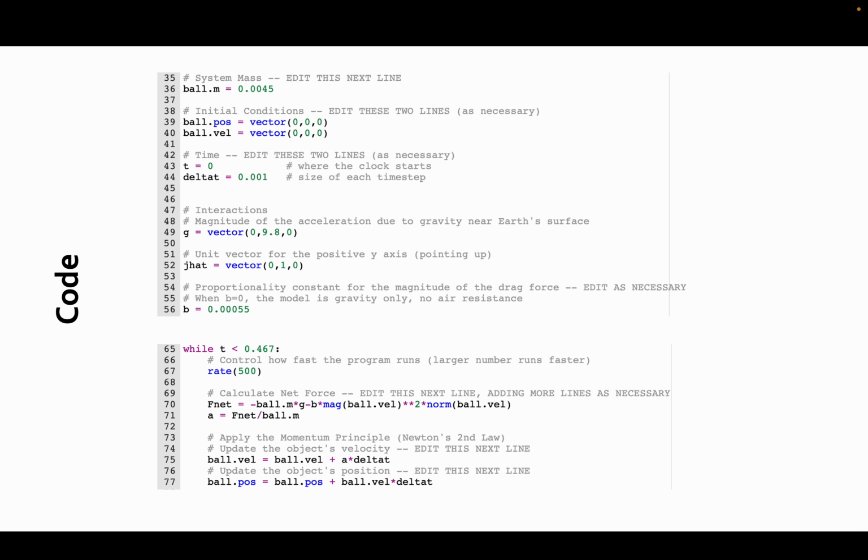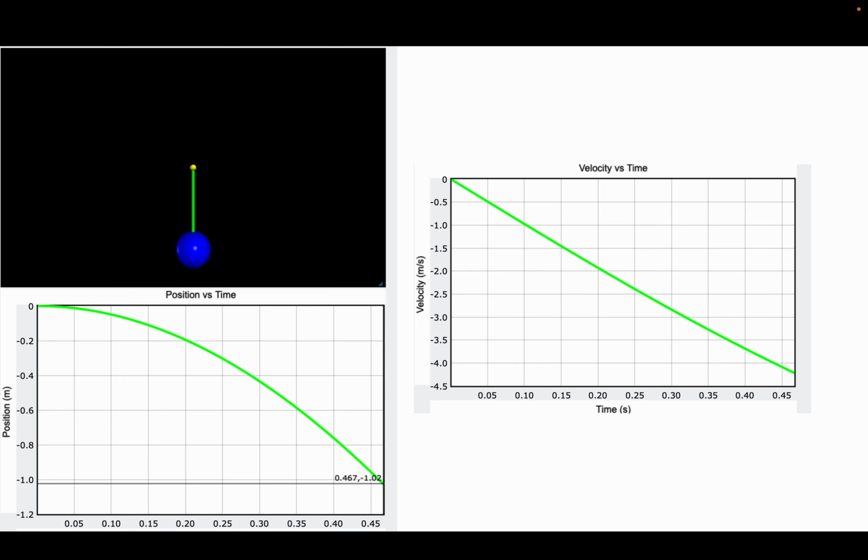Next, I created a model of an object falling with gravity and drag. I edited the same lines of code as before, but this time I added a proportionality constant for drag force in line 56. I also added the force of drag to the total force equation in line 7. This allowed me to create a model that was almost exactly the same as my real-life situation that I plotted in Tracker. Here are the results of the computational model with gravity and drag.